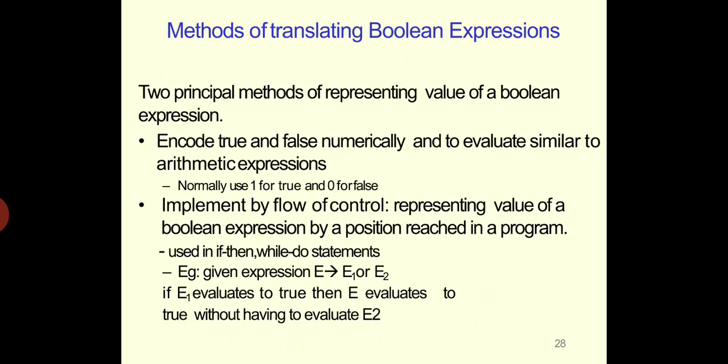Example: if you are given an expression capital E gives E1 or E2, if E1 evaluates to true, then capital E also will evaluate to true. Without having to evaluate E2, we can say that E will be true. That means only E1 needs to be evaluated if E1 is true. So we can avoid some operations there. There is no need to check E2 if E1 is true, because 1 or 0 will always produce 1. The result is 1.